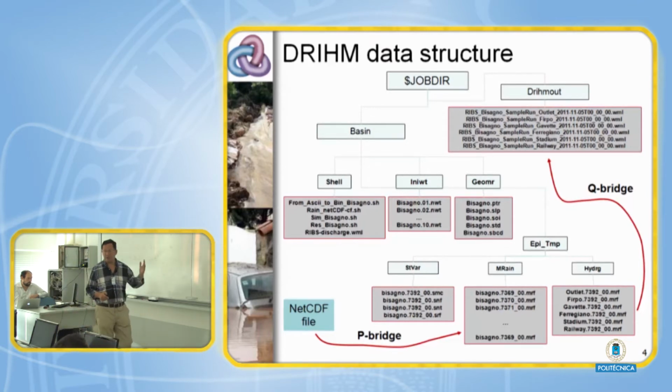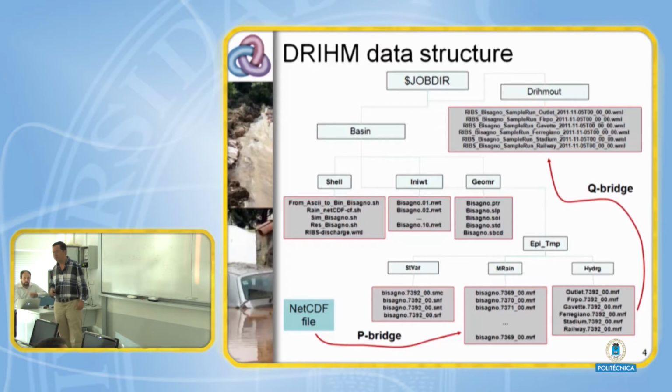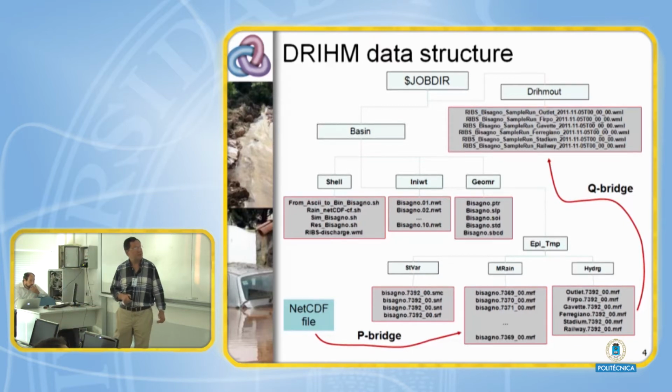Within DRIHM, what we do, as we saw yesterday or the day before yesterday, is that we get a netCDF file. From that netCDF, we apply the P-bridge, and we generate the rainfall input files. Then we run the model, and finally, from the output generated by the model, we apply the Q-bridge and transform those output files into our common data standard, WaterML files. So basically, the sequence of operations is first, run the P-bridge, second, run the model, and third, run the Q-bridge.